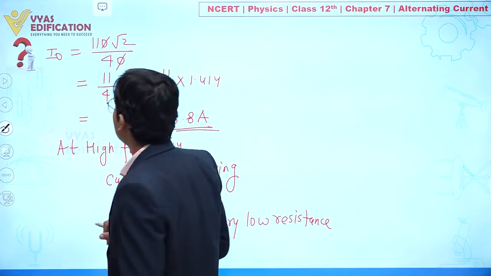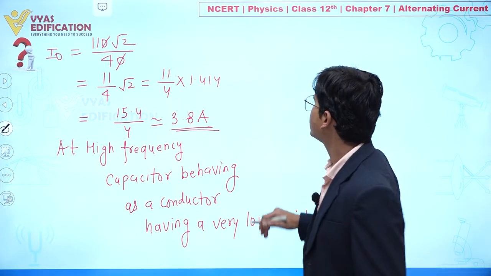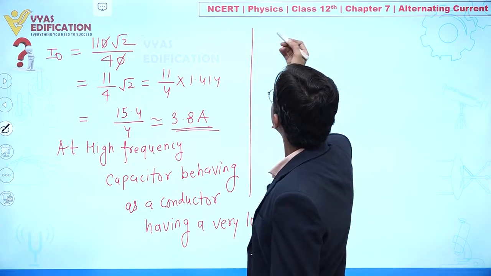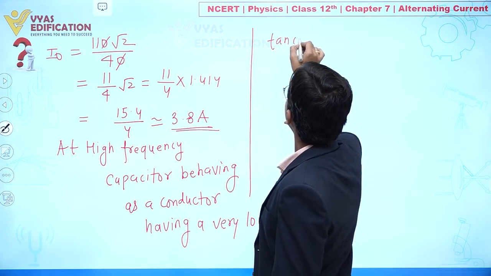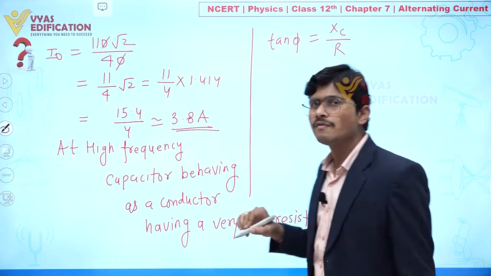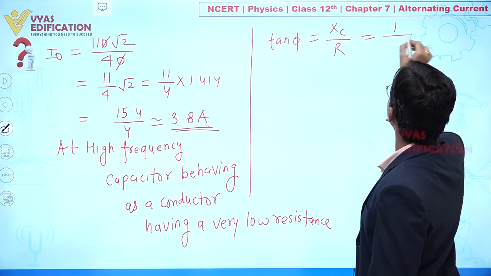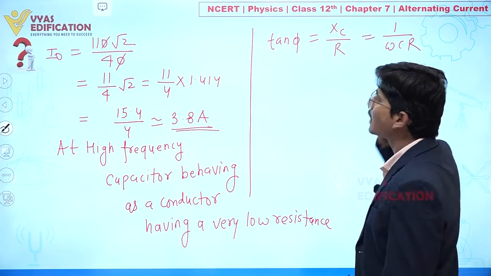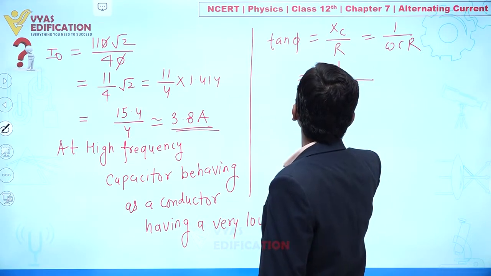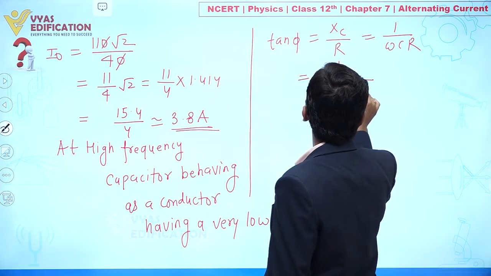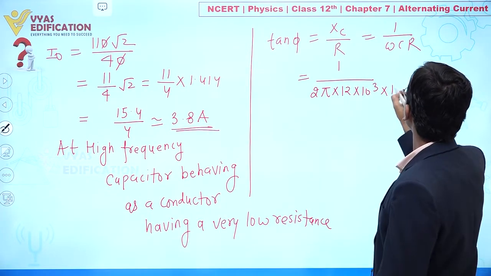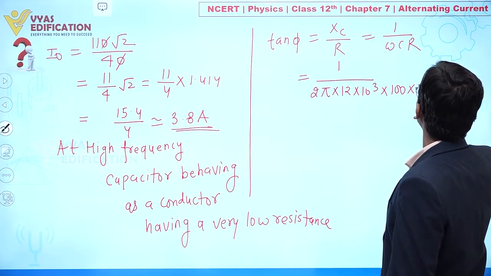Actually you can also find here the phase difference. If we talk about phase difference, you can see tan phi is given by Xc by R. Value of Xc is equal to 1 upon omega C, and omega is 2 pi f. F we have 12 kilohertz. Capacitance value we have 100 microfarad, 100 into 10 to the power minus 6.